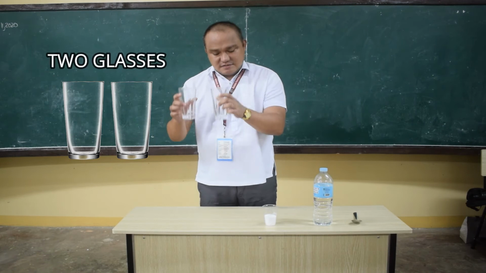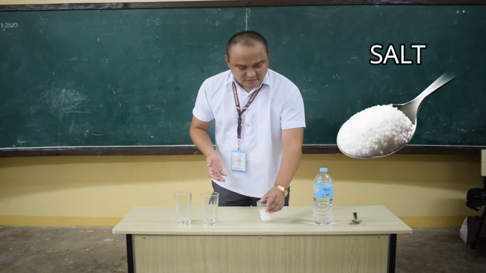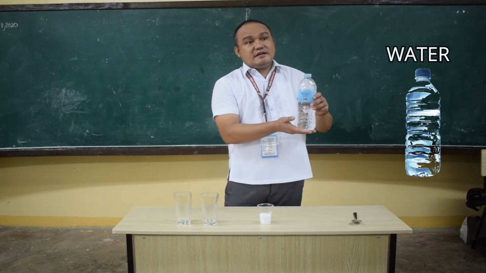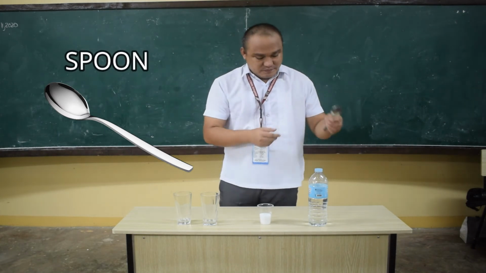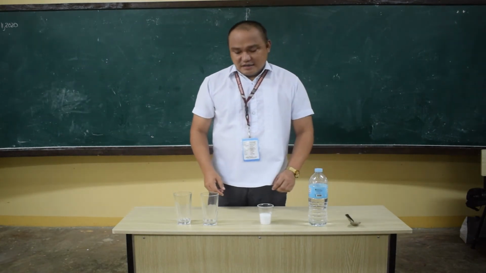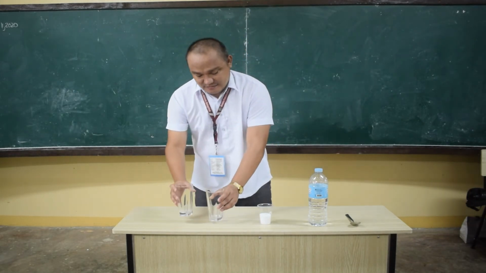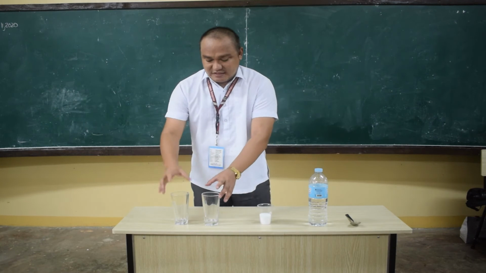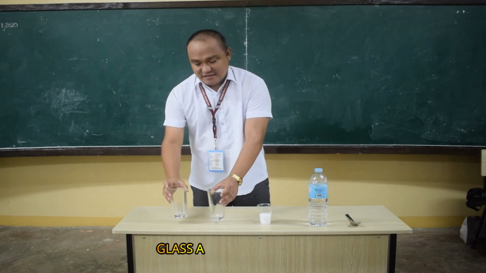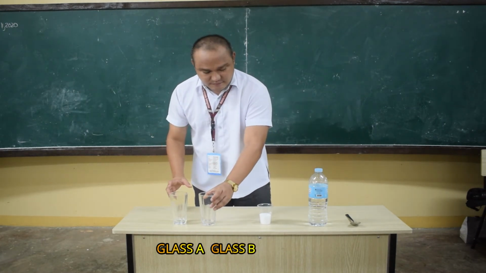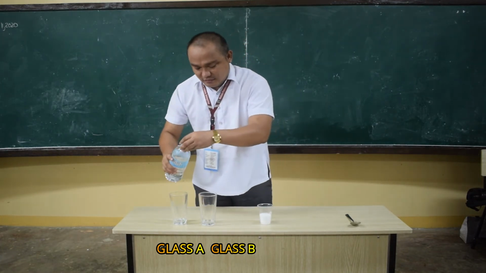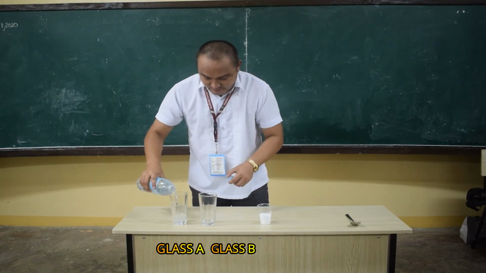Materials required: 2 glasses, salt, water, and a spoon. Procedure: let us fill half of these 2 glasses. So this is glass A and this is glass B. Let's pour the water into half.